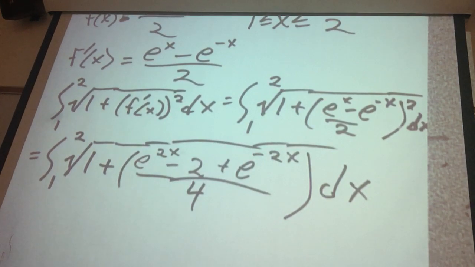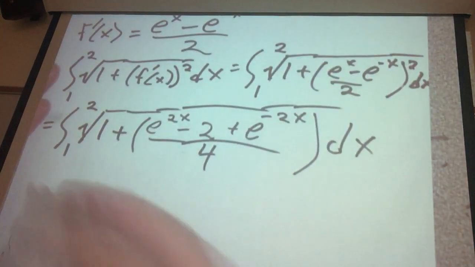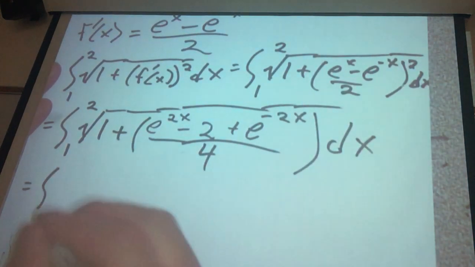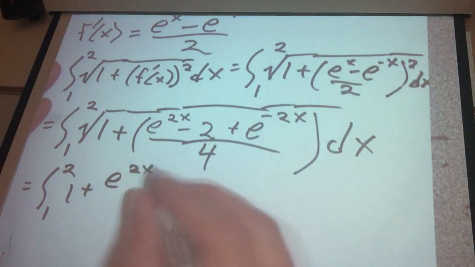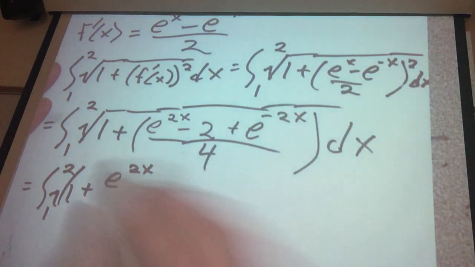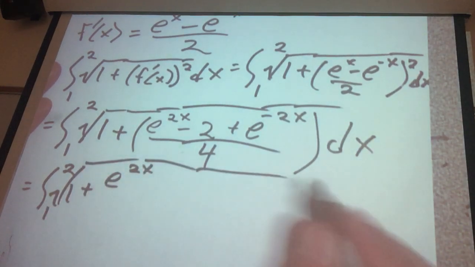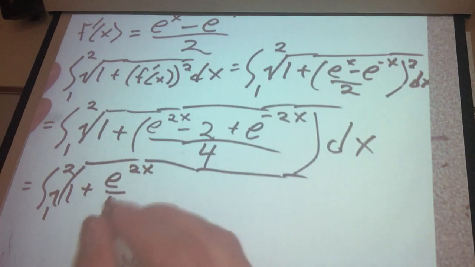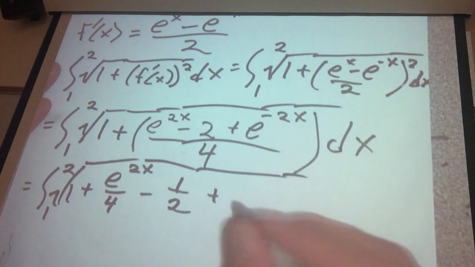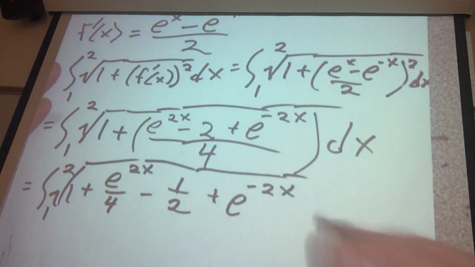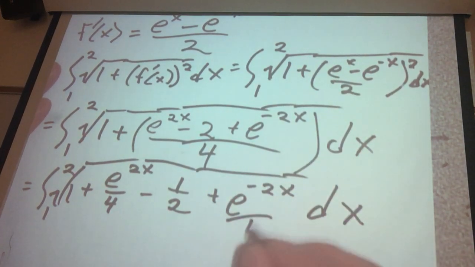And notice, we're trying to get a negative 1/2 in this so that we can turn that into a positive 1/2. So, what do we end up with? We end up with the integral from 1 to 2 of the square root of 1, now plus e to the 2x divided by 4, minus 1 divided by 2, and then plus e to the minus 2x divided by 4, like that.